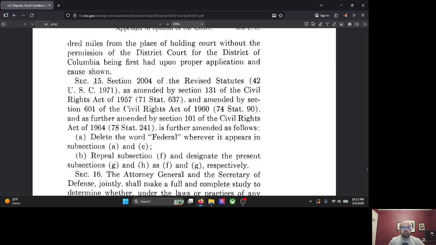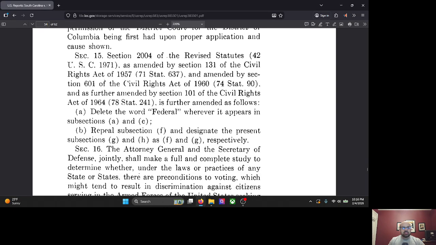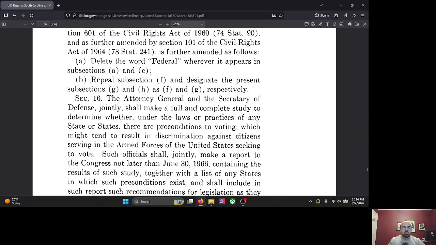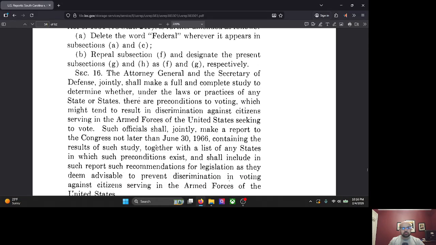Section 15. Section 2004 of the revised statutes as amended by Section 131 of the Civil Rights Act of 1957 and amended by Section 601 of the Civil Rights Act of 1960 and as further amended by Section 101 of the Civil Rights Act of 1964 is further amended as follows. A. Delete the word federal wherever it appears in subsections A and C. B. Repeal subsection F and designate the present subsections G and H as F and G respectively. Section 16.